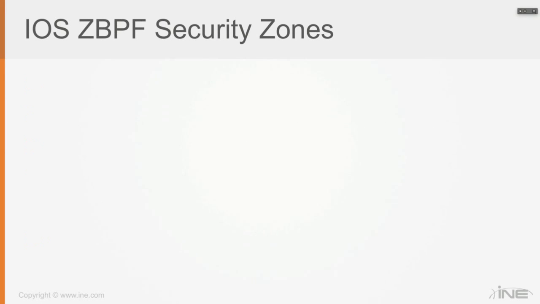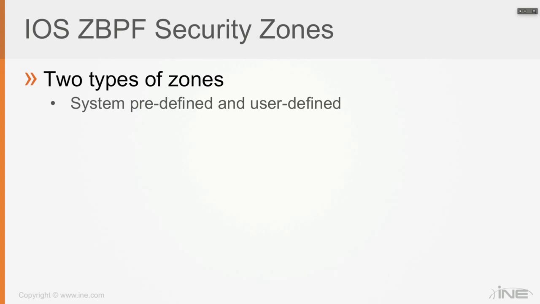Now let's take it one by one. Let's see what is a zone. So what is exactly a zone and what are the types of zones? We have two types of security zones: a system predefined zone and a user defined zone. The system predefined zone is defined by the router by default. The user defined zone means you're going to end up configuring those zones on the router.